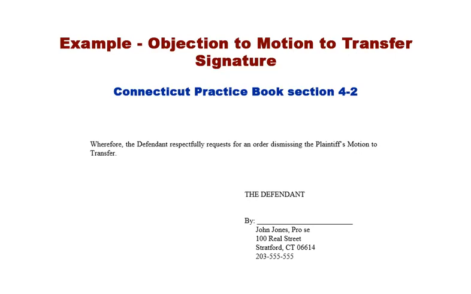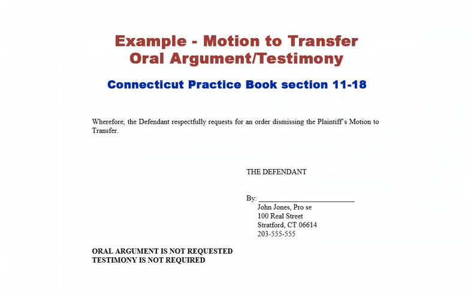Below this indication is your signature itself. Below your signature, type your name. Below your name, type your address. Below your address, type your telephone number. In our example, the defendant, John Jones, will sign on the line and his name, address, and phone number are typed below his signature.